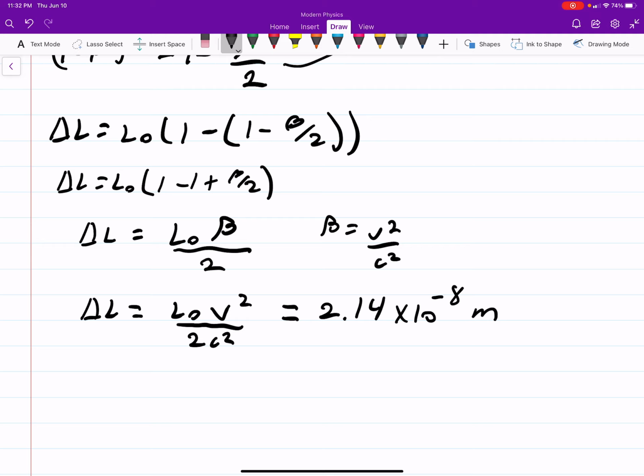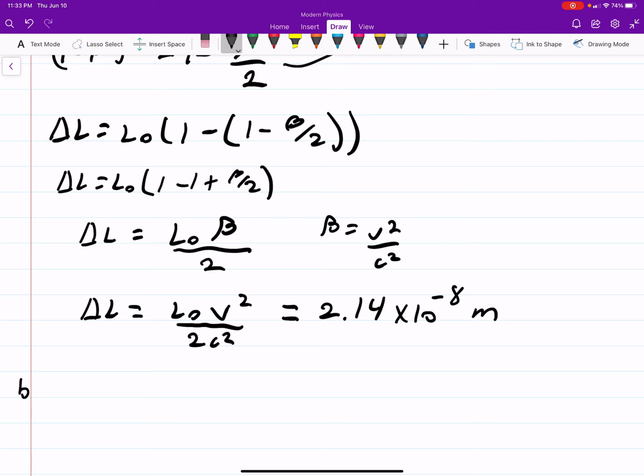It's just, with your calculator, it's not going to pick up on it because it's such a small change. It's going to just round it. That's all it's going to do. So that is the difference in length.